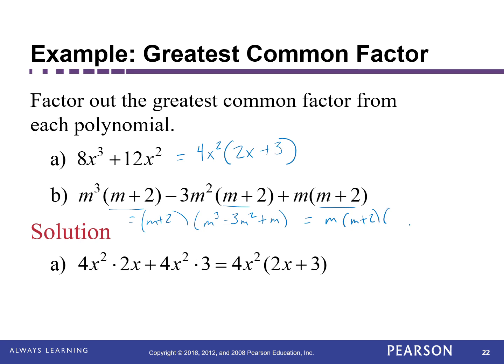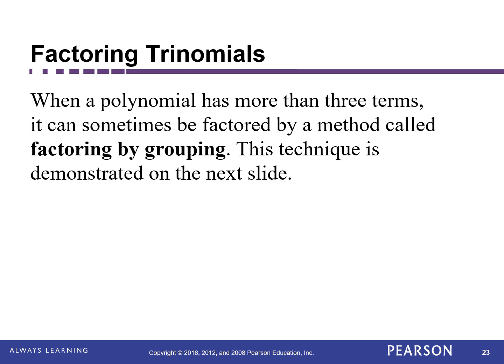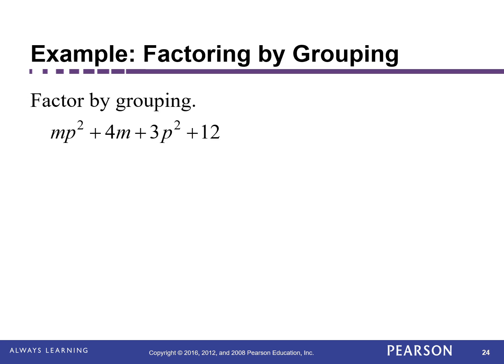If I pulled an m out of m to the third, it leaves me with an m squared. If I pulled an m out of 3m squared, it's going to leave me with a 3m. And if I pull an m out of the m, it just leaves me with a 1. And that would be my factored form. Now, when a polynomial has more than 3 terms, it can sometimes be factored by a method called factoring by grouping. This technique is demonstrated on the next slide.